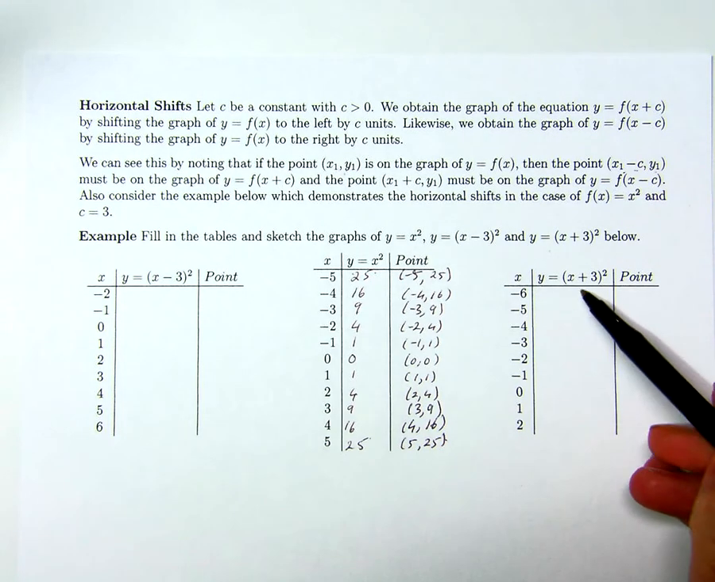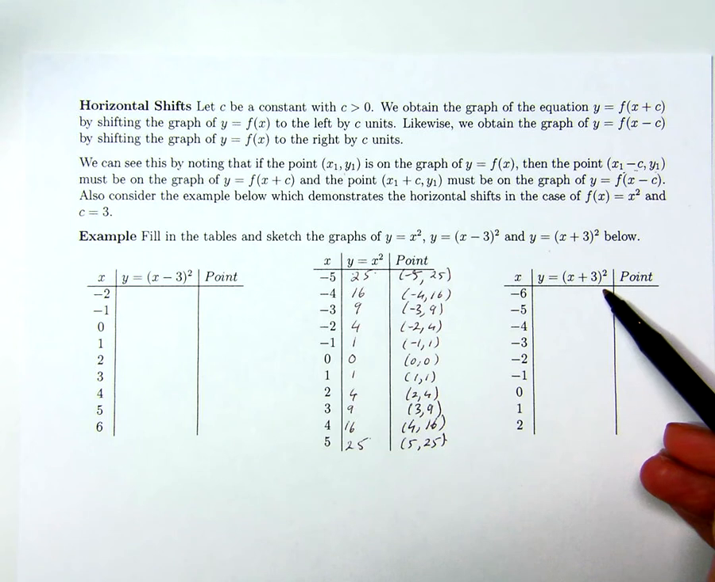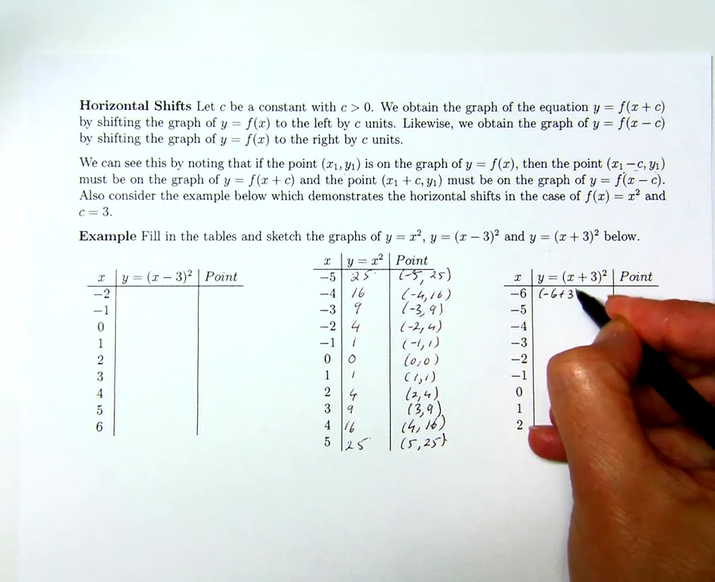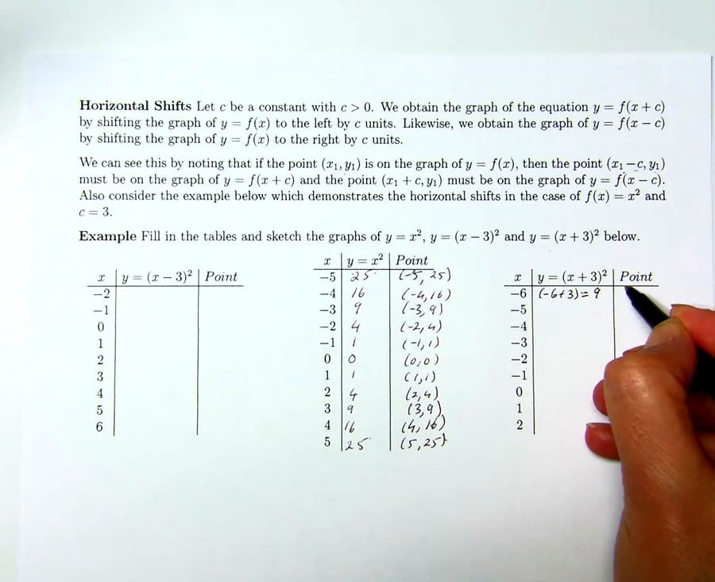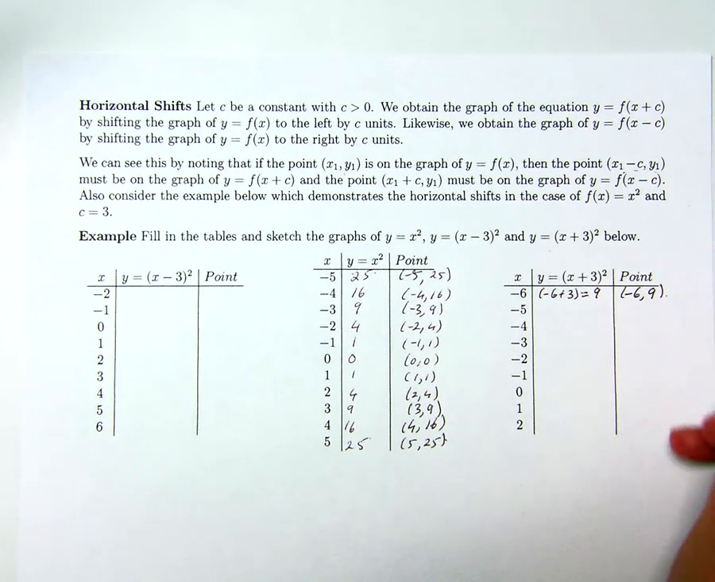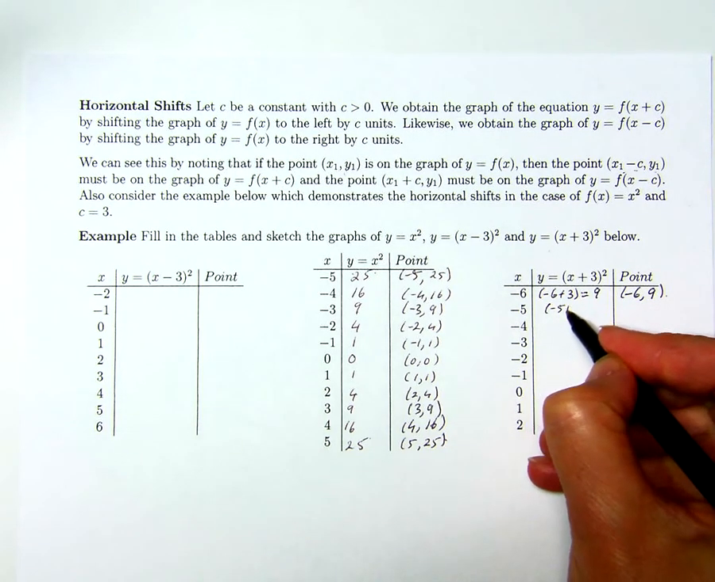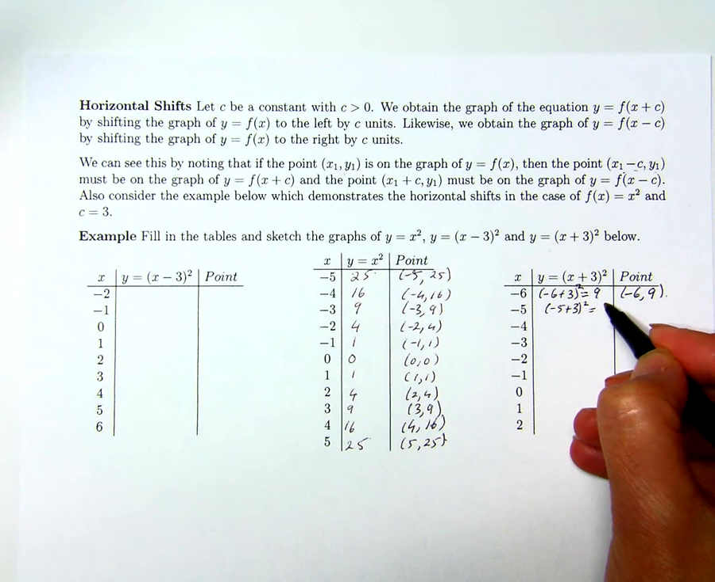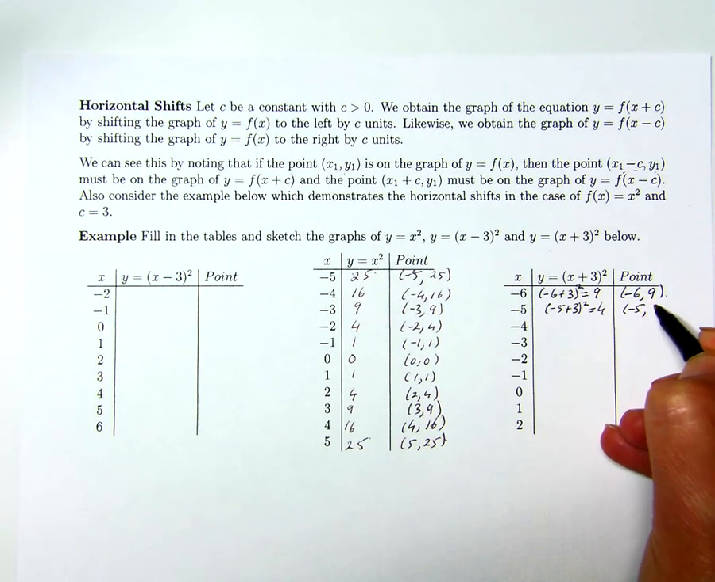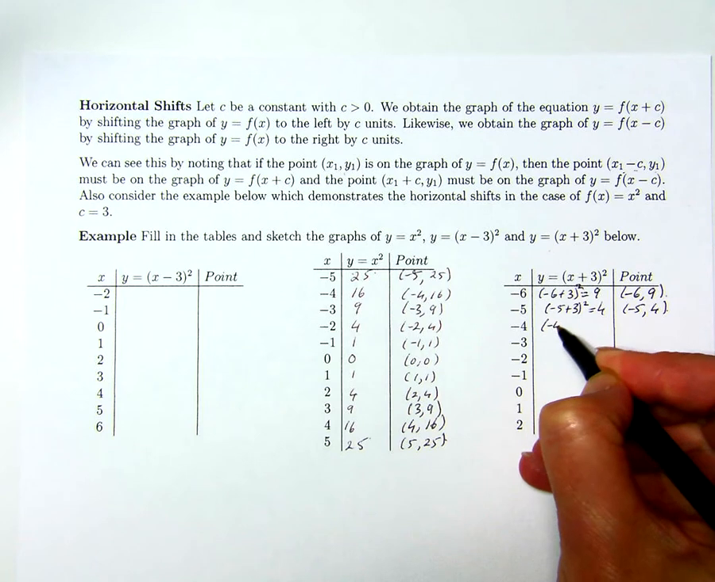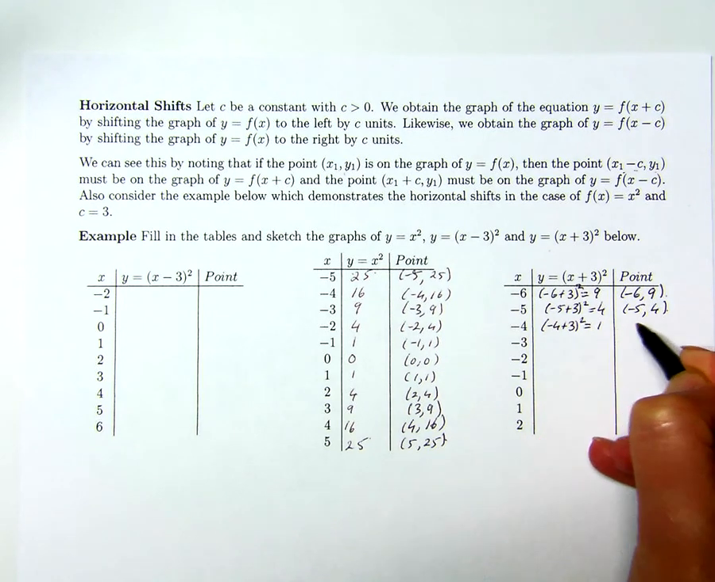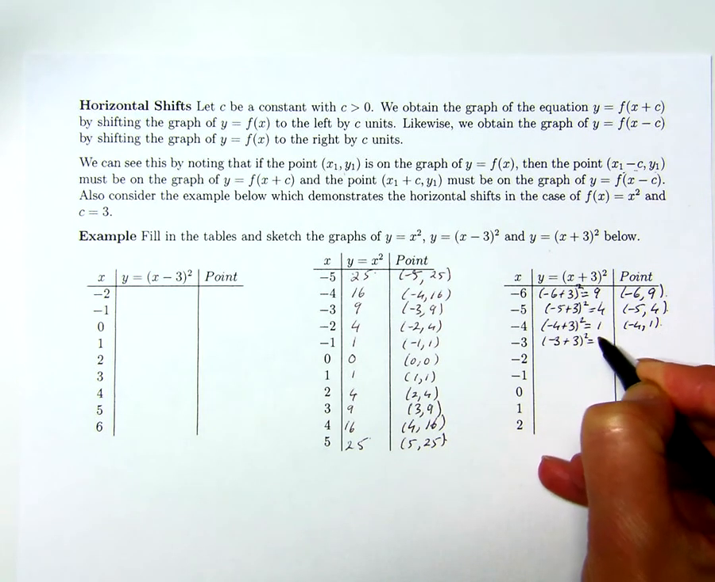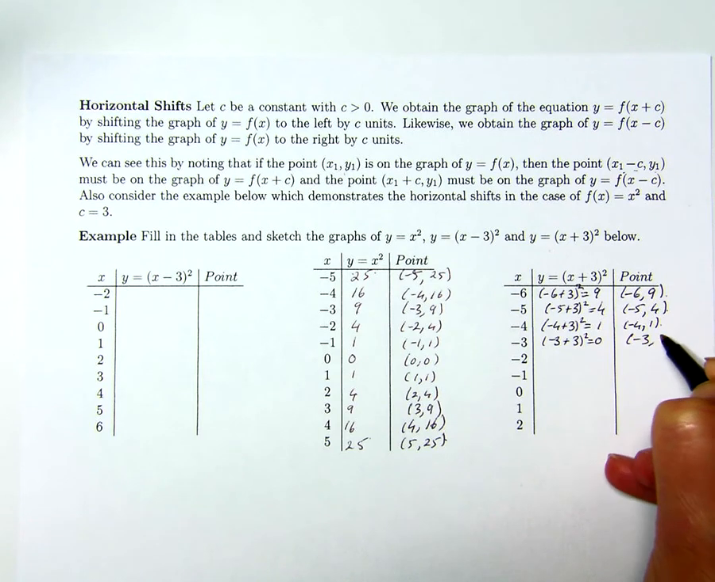Now let's look at some points on the graph of y equals x plus 3 squared. Well, if we take minus 6 plus 3 squared, we get minus 3 squared, which is 9. We get the point minus 6, 9 is on the graph. Also, minus 5 plus 3 squared, pardon me, there should be a square there, is minus 2 squared, which is 4. Minus 5, 4 is on the graph. Minus 4 plus 3 squared is just 1. Minus 3 plus 3 squared is 0. And so we have the point minus 3, 0 on the graph.